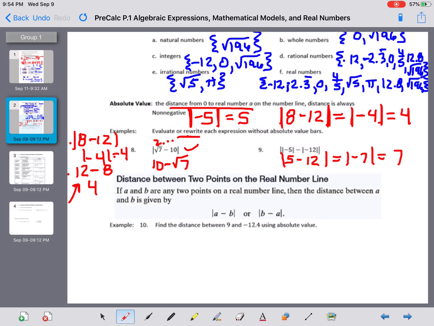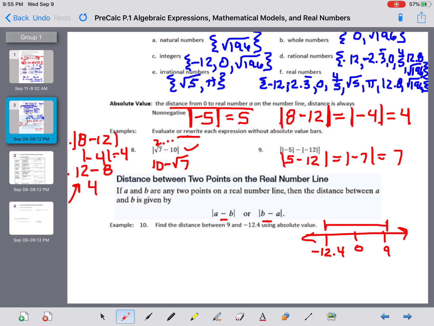Okay, so the distance between 2 points on the real number line. It says if you have 2 points on a real number line, to find its distance, just subtract them. And notice I can subtract them in either order. And I should, if I use the absolute value signs, get the same value. So it says find the distance between 9 and -12.4 using absolute value. If you think about this visually on your number line, you have the 0 here. Negative 12.4 is over here somewhere, and 9 is over here. It's asking us how far between these two values.